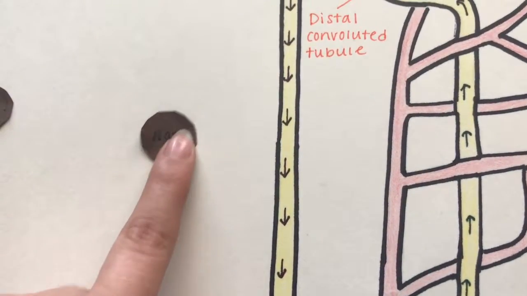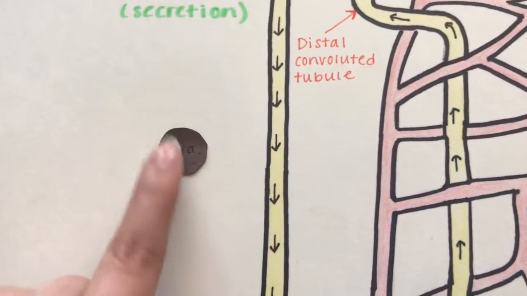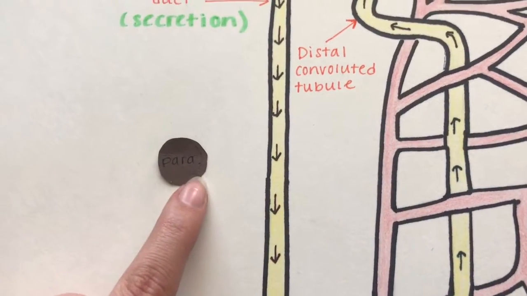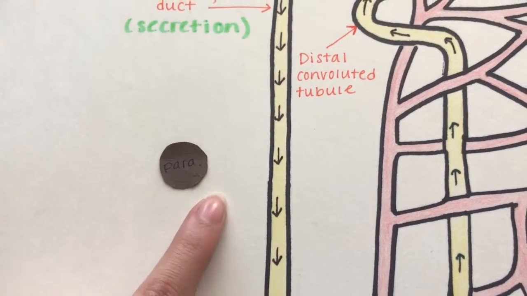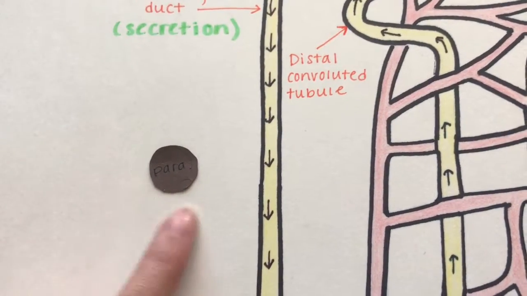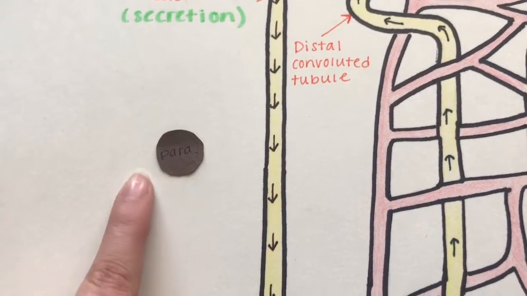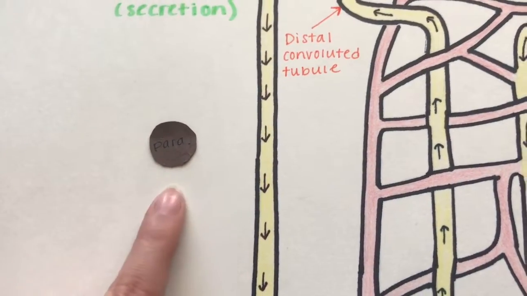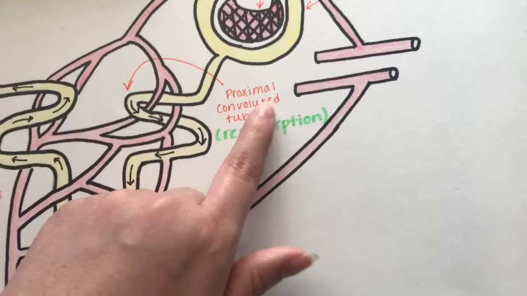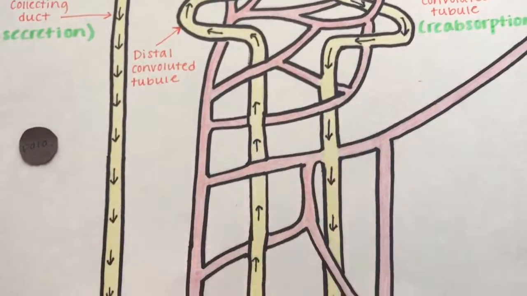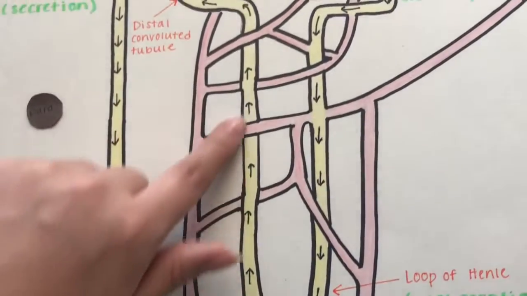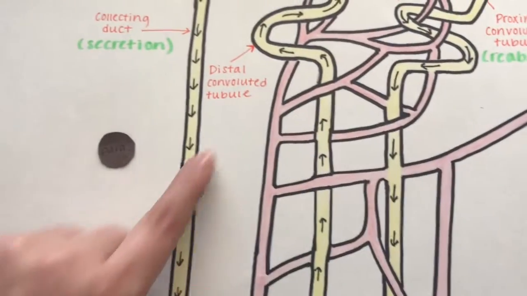And then we move on to the parathyroid hormone. It is produced and secreted from the parathyroid glands. Its role is to regulate calcium levels in the blood by blocking the reabsorption of phosphate in the proximal convoluted tubule. And it also promotes calcium reabsorption in the ascending limb of the loop of Henle, the distal convoluted tubule, and the collecting duct.